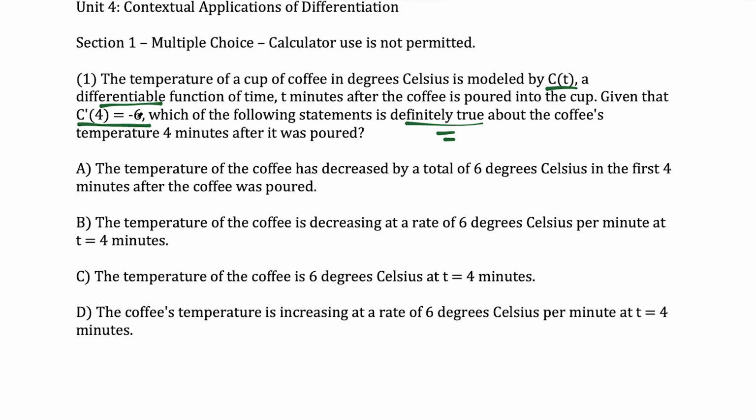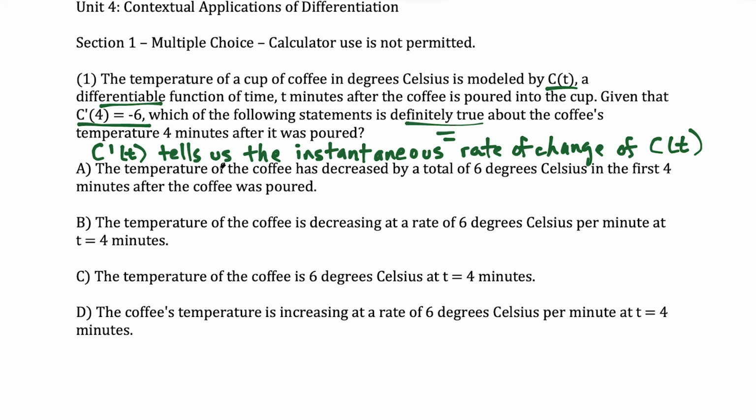So for this question, the big idea is that the derivative C prime of t tells us the instantaneous rate of change of C of t. So if we use this idea to go through the answer choices, we could see choice A is no good because this is saying that the temperature of the coffee has decreased by a total of 6 degrees Celsius in the first 4 minutes. So this would tell us how much the temperature dropped in 4 minutes, not exactly how fast it's dropping at an exact moment in time. That's what we mean when we say the instantaneous rate of change. So that's how we know choice A is no good.